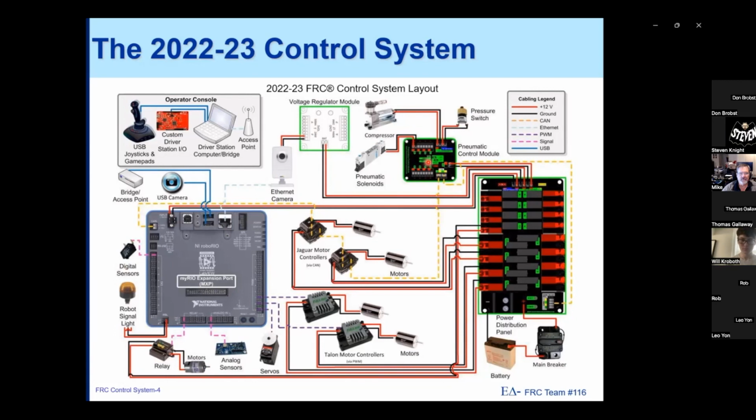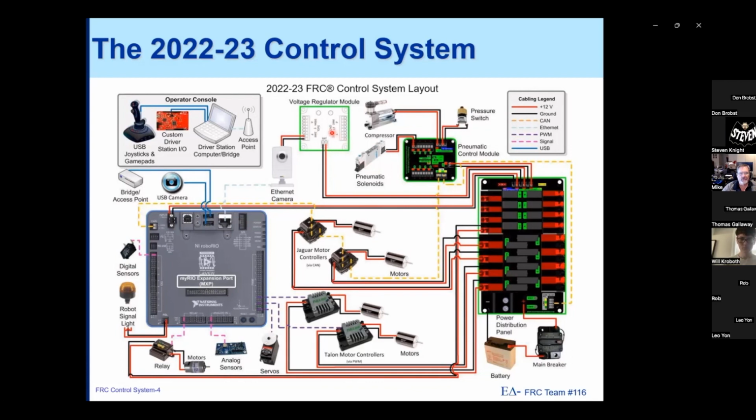The pneumatics control module is used to interface between a pressure switch and a compressor. The pressure switch then measures the amount of pressure in the storage tanks and will then turn on or turn off the compressor as needed. Through the CAN bus, we'll be able to send commands to turn on pneumatic solenoids, which will then either extend or retract pistons, air-powered pistons, that can be used for lifting robots and extending arms and things of that sort.